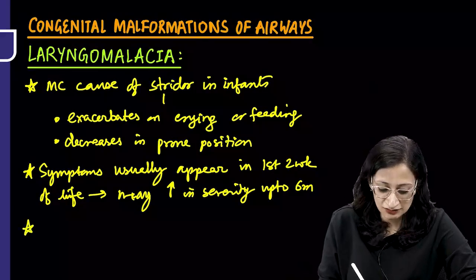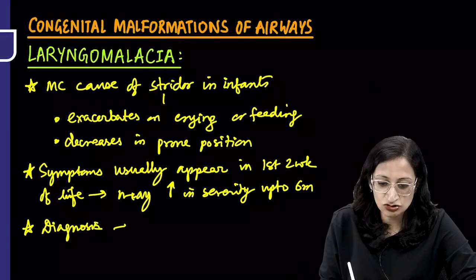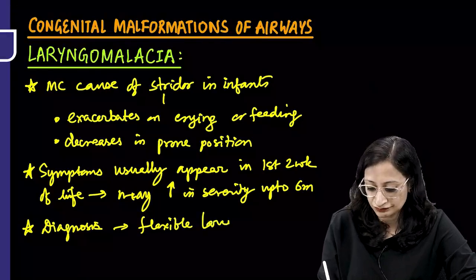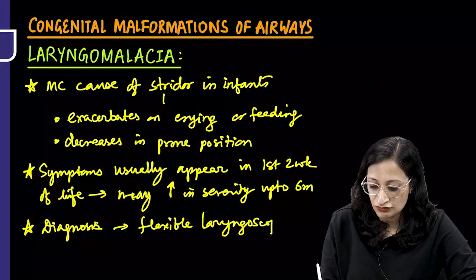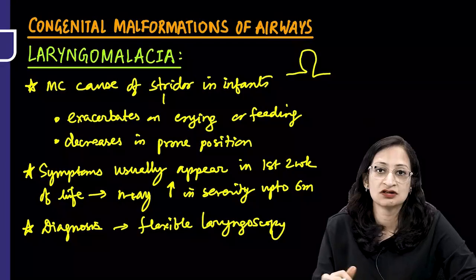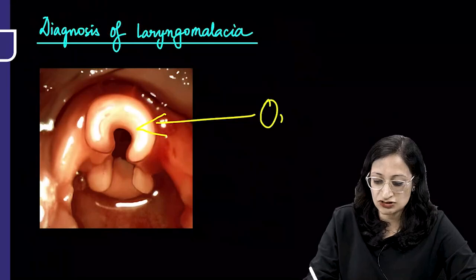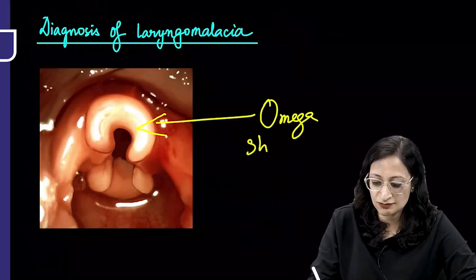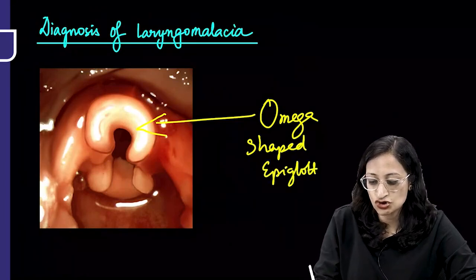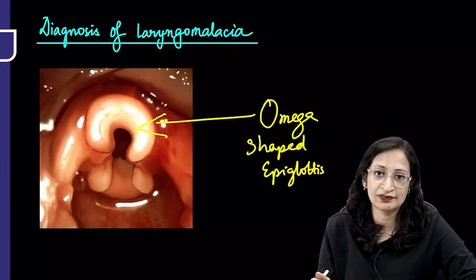The diagnosis is confirmed by flexible laryngoscopy, where you get the omega shaped epiglottis. This is what the omega shaped epiglottis of laryngomalacia looks like. Usually no treatment is required and it resolves spontaneously, just supportive care.